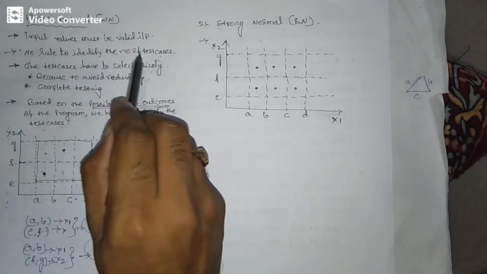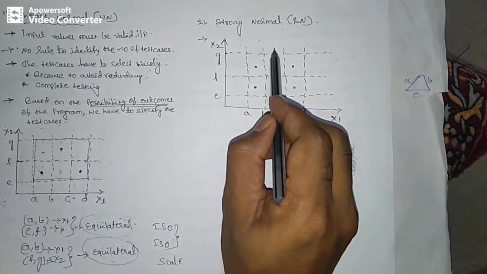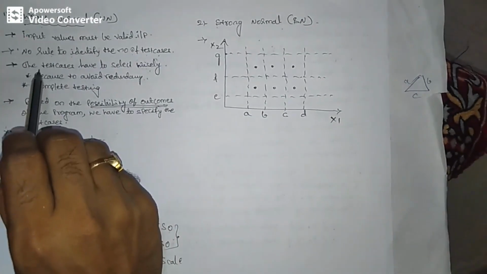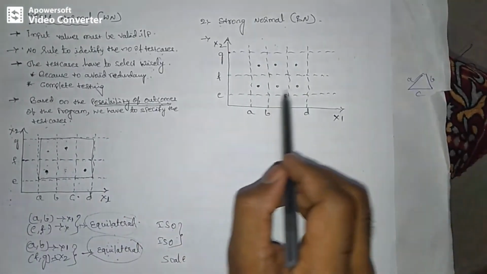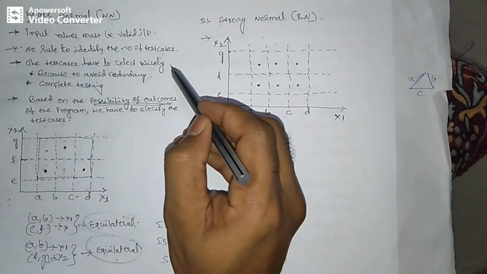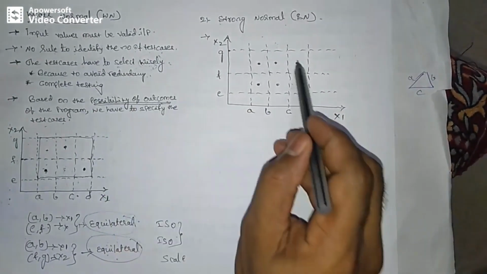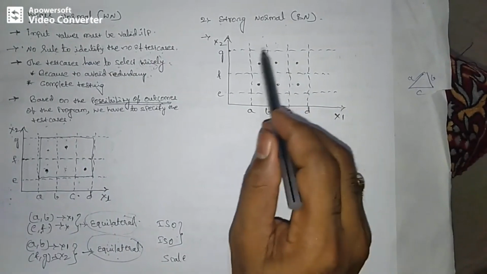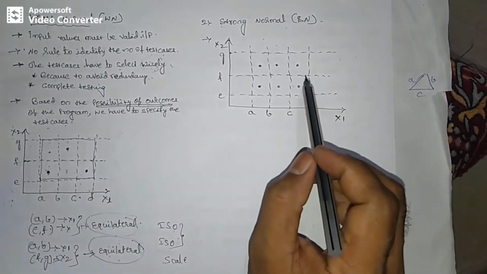There are no rules to identify the number of test cases here, and here also there are no rules to identify the number of test cases. The test cases have to be selected wisely. I told you here we are not selecting wisely; here we are selecting all the partitions. That is a major difference. Here we are selecting the partitions wisely, but we are not doing that here. So we are selecting all the partitions, and writing one test case from all the partitions.